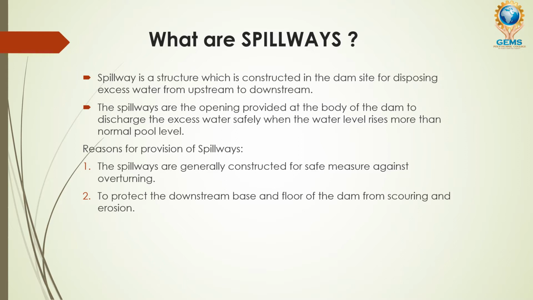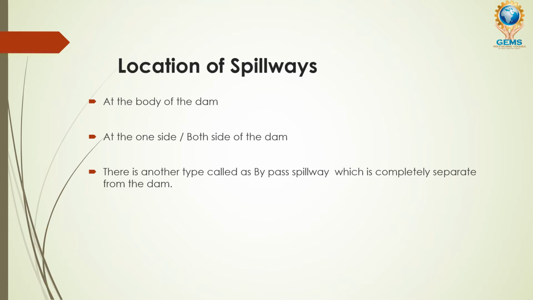Okay, fine. In this slide we are going to see the location where a spillway must be constructed. The first point is at the body of the dam. You construct the spillway at the body of the dam, not at the center portion, but in the left or right side portion of the dam. The second point mentions the same thing: at one side or both sides of the dam, you can install it at the left or right side, or on both sides of the dam.